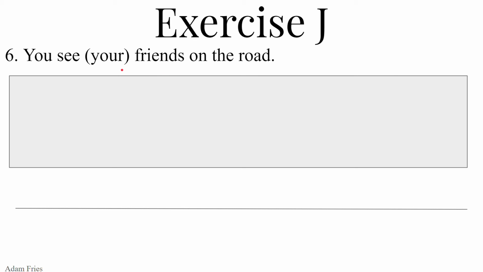6. You see your friends on the road, and we're not going to translate the "your" in the parentheses. You see your friends on the road. Here's your verb. It should be "you look at." You look at your friends on the road. So "you" is going to be second person singular. Let's say "look at," that's specto, spectare, spectavi, spectatus. You look at. So second person singular, S ending on specto: spectas. Spectas, you see.